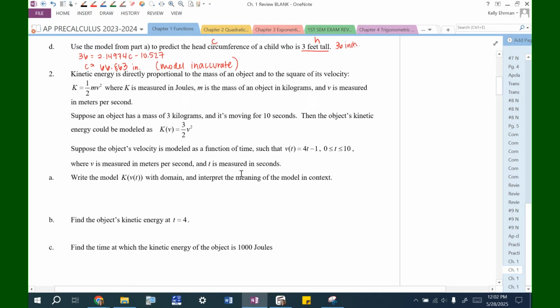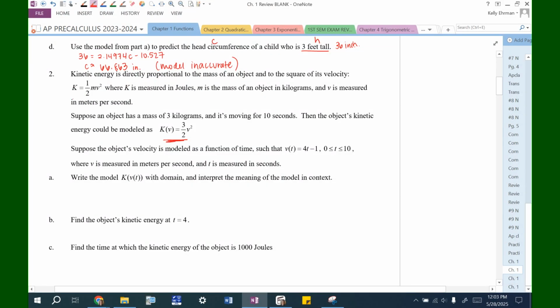Okay. Kinetic energy is directly proportional to the mass of an object and to the square of its velocity, for all you physics people out there. So K equals 1/2 mv squared, where K is measured in joules, m is the mass of an object in kilograms, and v is measured in meters per second. Suppose an object has a mass of 3 kilograms and it's moving for 10 seconds. Then the object's kinetic energy could be modeled as this.